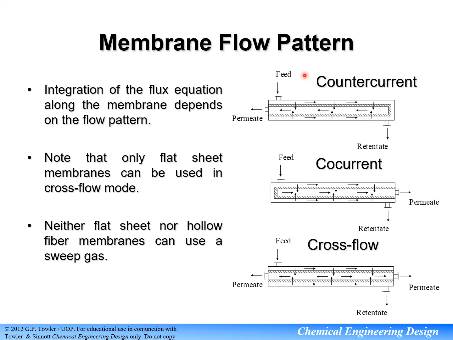Okay, so for the membrane flow pattern, we have three types: countercurrent, co-current, and also cross flow. Same like a heat exchanger, right? So the mechanism is the same. The flow pattern is the same, but for the heat exchanger, a heat transfer occurs, while for the membrane, a separation process occurs.